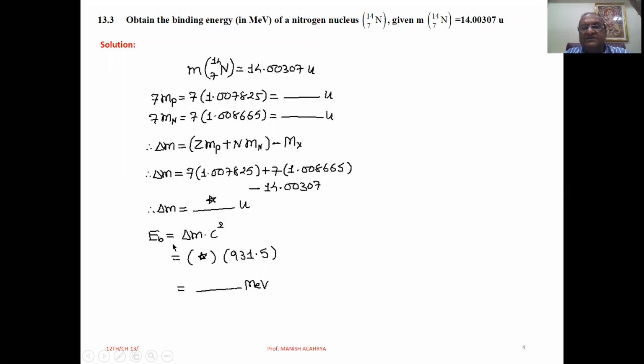Now binding energy, that is delta M into C square. But when your mass is in terms of U, we already proved this thing, 1 U, that is 931.5 MeV energy. So directly multiply this mass by 931.5, you will get the binding energy in MeV. Clear to all of you? Next one.